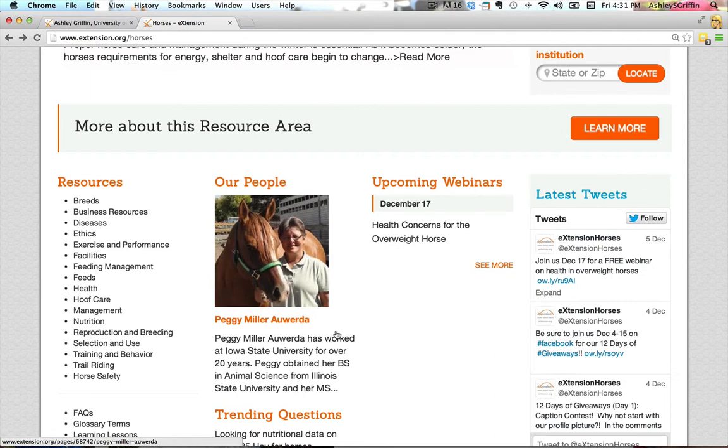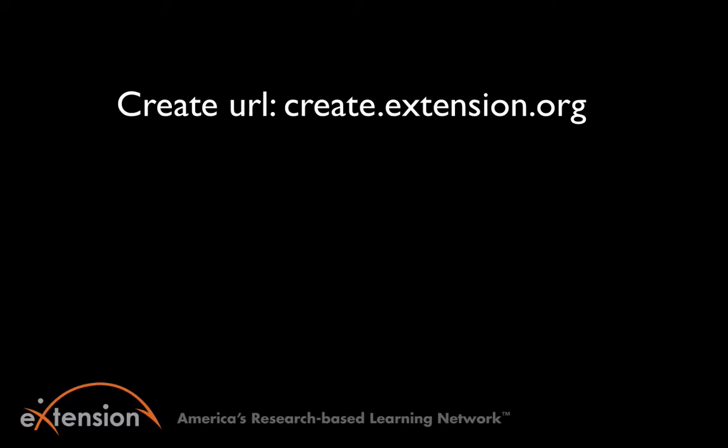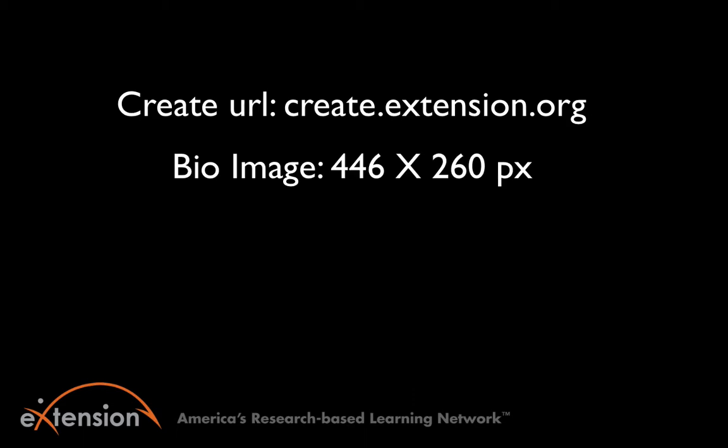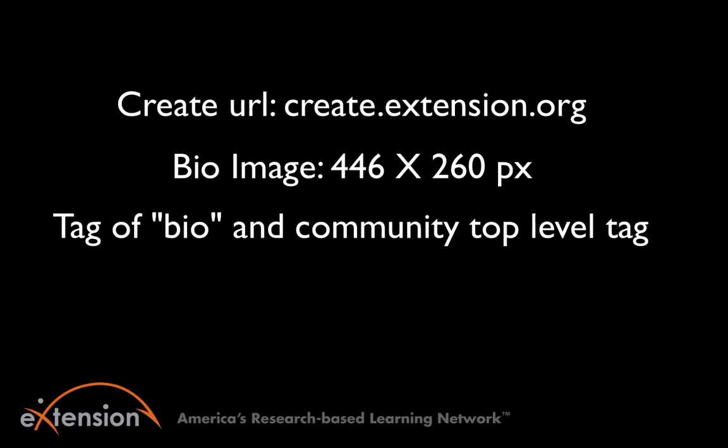So I hope this helps you have a better understanding of how to go and log into create.eXtension.org and begin your article that will eventually be your biography. Some of the key components, you do need to have an image that is the proper size. Again, 446 pixels by 260 pixels is ideal to upload using the Add Media WYSIWYG icon. You also need to just make sure that you include the bio tag on your article along with your community's tag or top level tag.